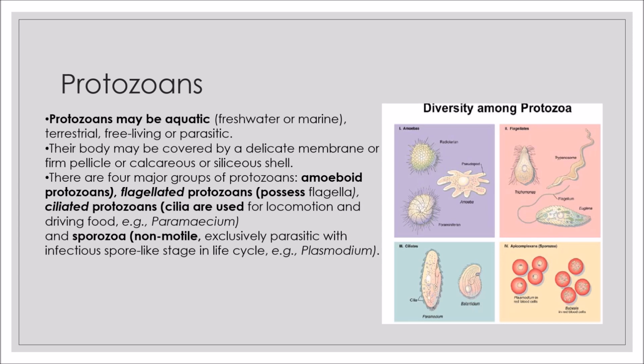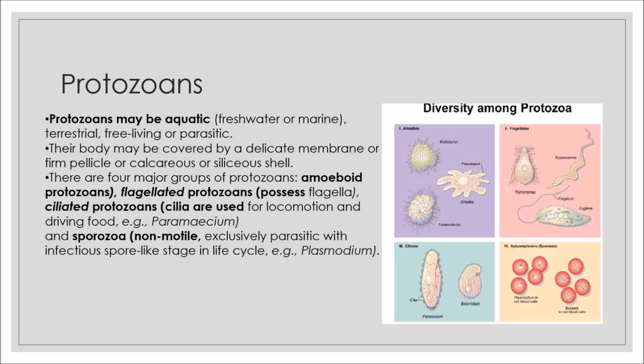And third is ciliated protozoans. So these have small cilia hairs for locomotion and for taking up food. So, for example, paramecium, balantidium. So, these are some of the examples of ciliated protozoans.